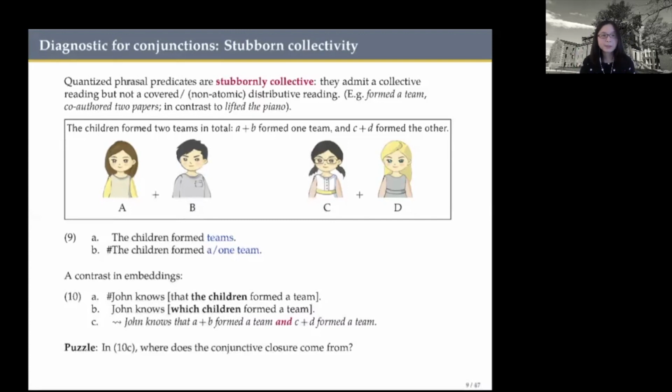So here is the puzzle. In 10c, where does the conjunctive closure come from? Clearly, it shouldn't come from the predicate. And also, it should not come from anywhere within the question clause. Otherwise, we should expect 10a to be good as well.